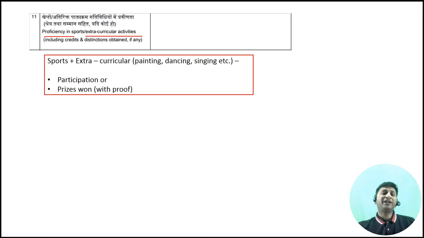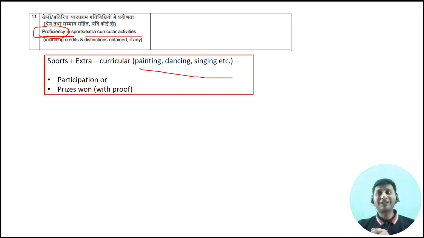So they are very clearly asking you to mention something in sports, dancing, singing, painting, where you have proficiency. This is again a keyword, proficiency. Proficiency means that you have good knowledge about that, you have good expertise in that. It's not about having just some interest in it. Okay, I watch dance on TV, that's not proficiency in dancing.